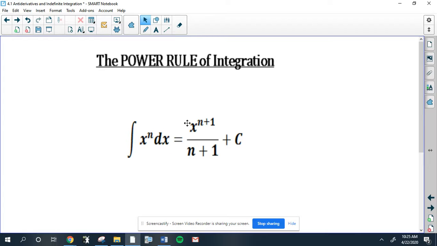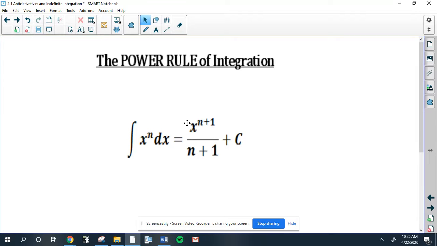The last instructional video of the day is the power rule of integration. This takes away some of the guesswork for integrals. It gives you a formula. It's similar to the power rule of differentiation. If you remember that, you just bring down the exponent and then subtract one from the exponent. Well, integration is opposite that.